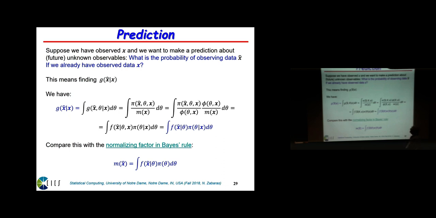So this is a nice way to see the predictive distribution as the integral in theta of the likelihood times the posterior. Just remember, you integrate in parameter space, not in data space. In parameter space.